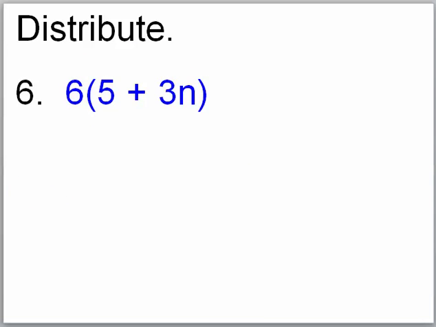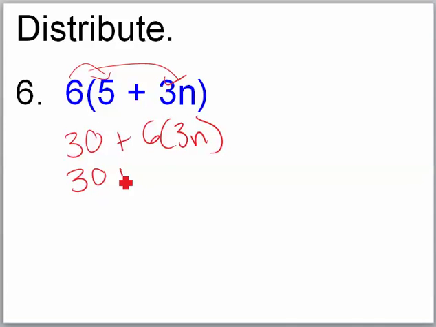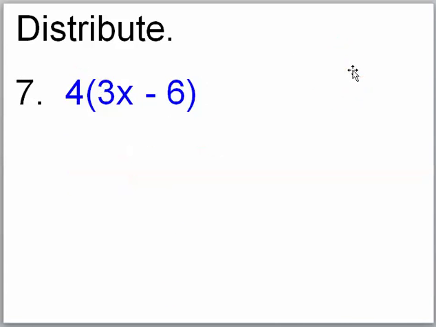Alright, try this one on your own. Let's see how you do. Okay, we're going to distribute. So I get 30 plus 6 times 3n. So 30 plus 18n. If you got that, give yourself a smiley face. Here we're going to distribute. Go ahead and try it. Did you get 12x minus 24? If you did, give yourself a smiley face.